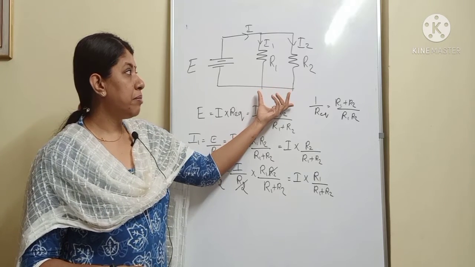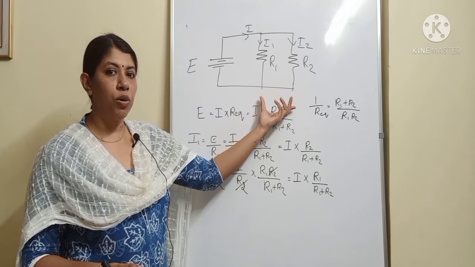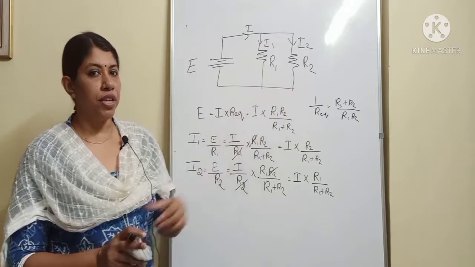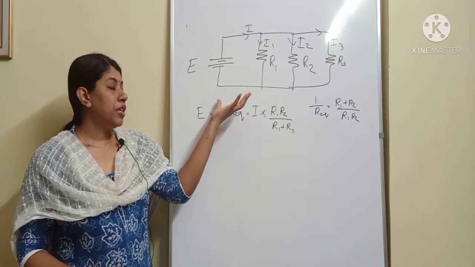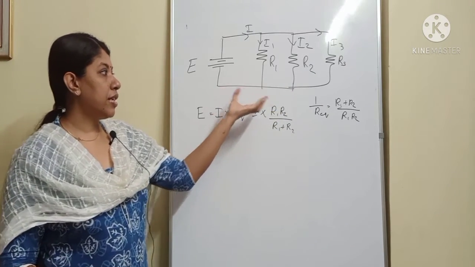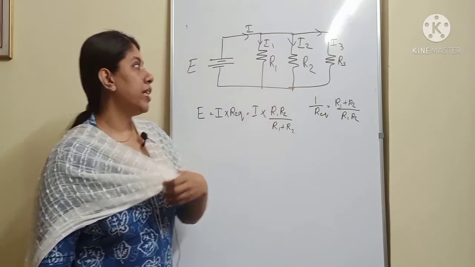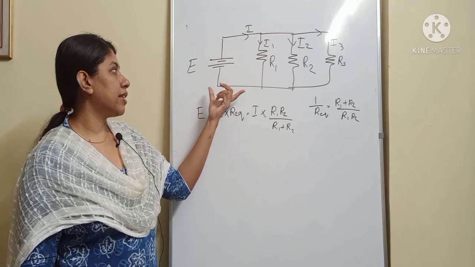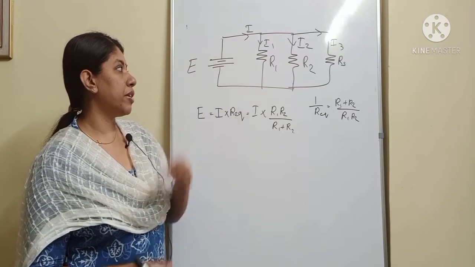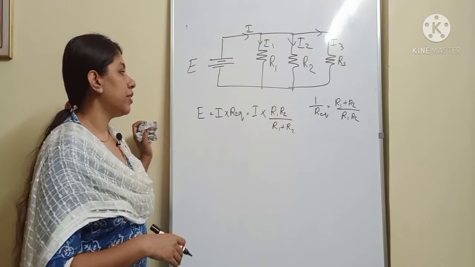So when there are multiple parallel branches, let us see how we will write the equation. Now consider this circuit. In this circuit you can see that there are three parallel branches with the resistances R1, R2 and R3. Now let us see how we will write the branch currents for this particular circuit if we apply the current divider rule.